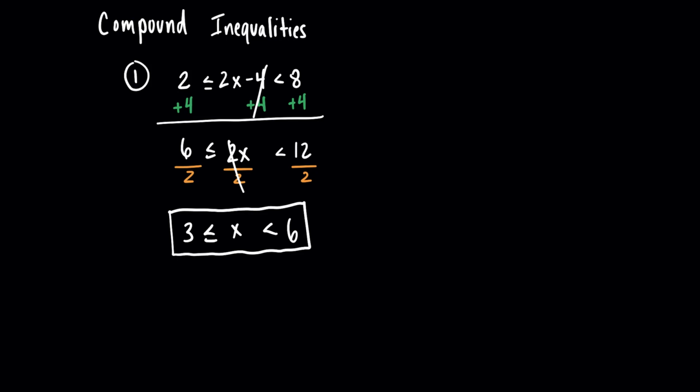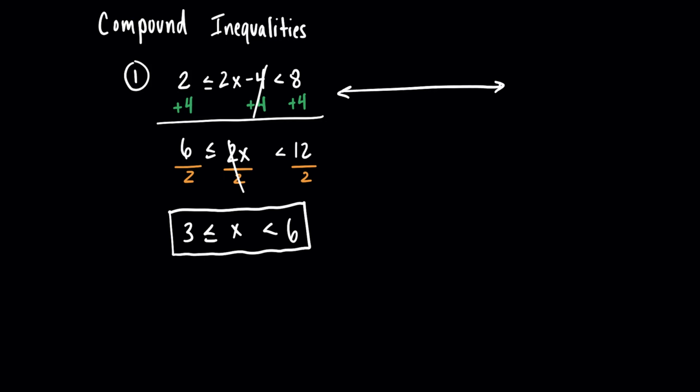So that's nice. So now we need to talk about this. How would we graph this on a number line? If x needs to be greater than or equal to 3 and less than 6 at the exact same time, what we'll do is we'll draw our number line.